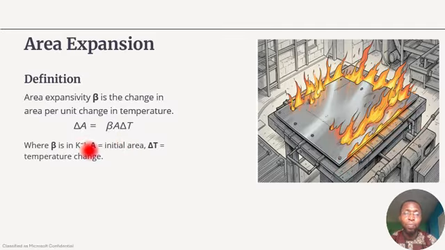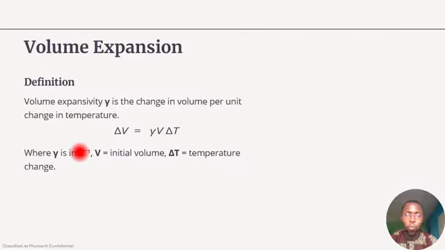The unit of area expansivity, which is beta, is also per Kelvin, just like linear expansivity. So they have the same unit. Area expansivity or coefficient of area expansivity has the same unit as that of linear expansivity, that is per Kelvin. The third type of expansion is called the volume expansion.